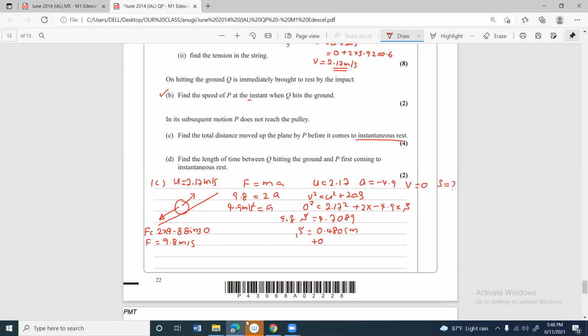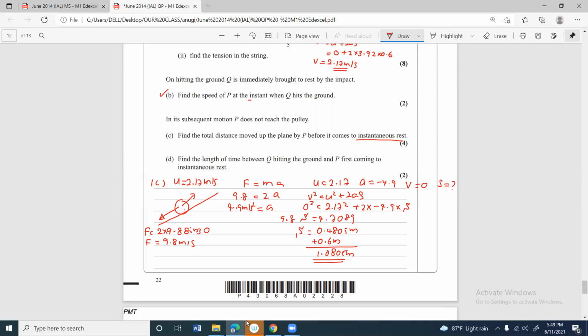Now at the beginning, it was traveling 0.6 meters, so we should add another 0.6 meters to this, because they asked what is the total distance traveled. So it comes to 1.0805 meters, right? Then find the length of time between Q hitting the ground and P first coming to rest. Hitting the ground is this point, the same thing over here.